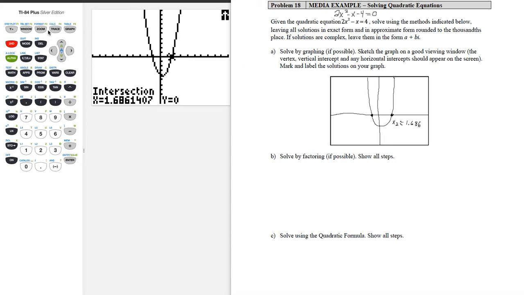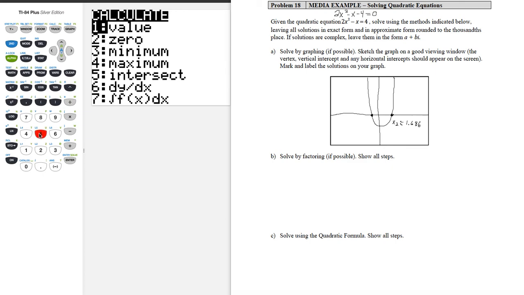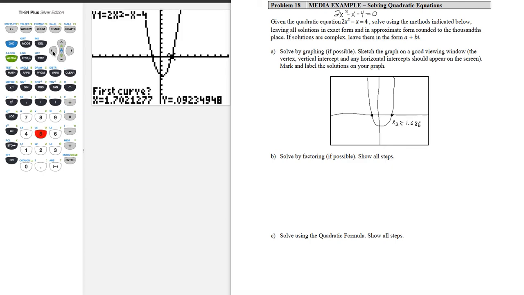Then second calc 5 again, but I need to move my cursor before I do that. So as long as it's closer to this intersection than this one, I'm okay. So press enter 3 times. So I get x1 is approximately negative 1.186.